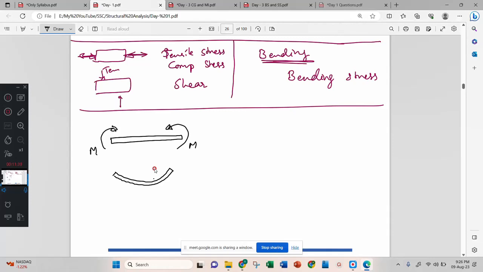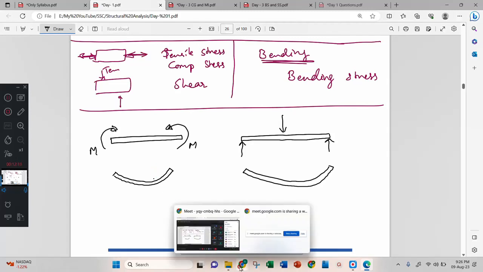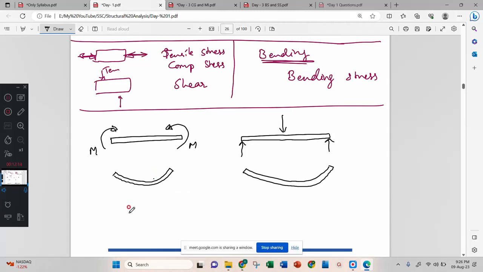Now I have another way to bend the bar. Let us consider this is a bar with one support here and one force here. When I apply this force, then also the bar will bend. What is the difference between this bend and that bend? Any doubt? Any suggestion? Sir, first one is the rotation load, second one is point load. First one is the rotational load and second one is the point load.